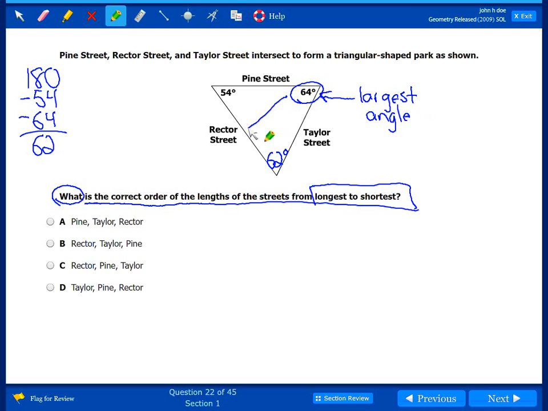And we go across from the largest angle. So our largest street is Rector. Our next largest angle is 62. Across from that is Pine. And our smallest angle is 54. Across from that is Taylor. So the order should be Rector, Pine, Taylor.